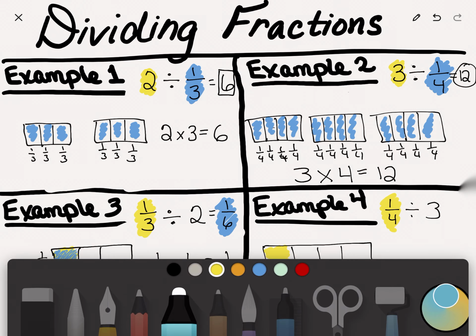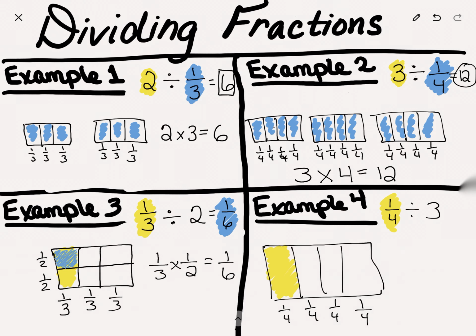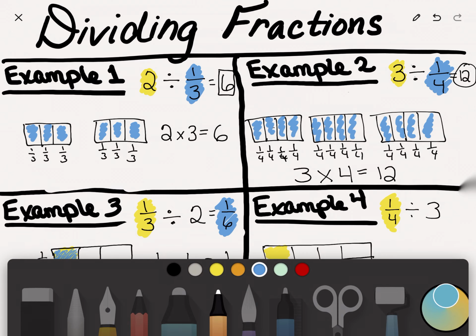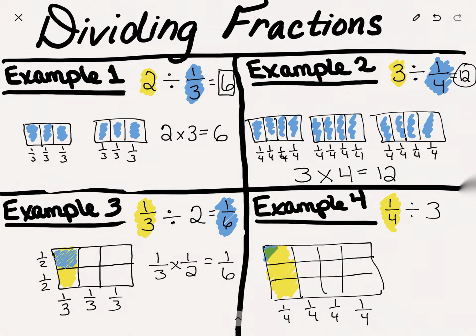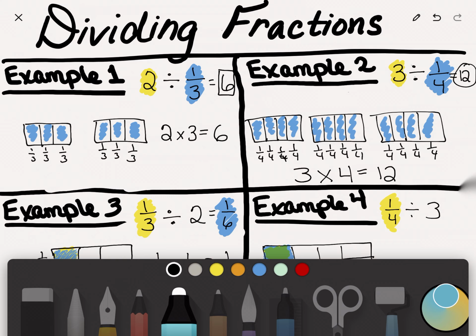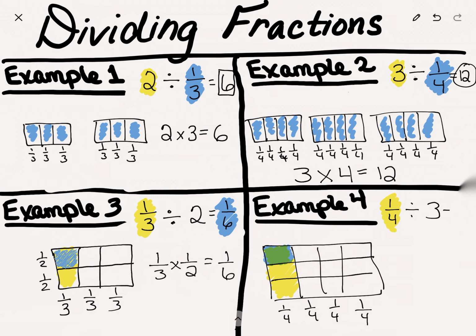Now it's saying, well, what happens if you take that fourth and you break it into 3 equal pieces? Right? 1, 2, 3. We want to know, well, what's the size of one of those pieces? Well, there are now 12 total pieces in this picture, and that blue is only one of them. So that blue is 1/12 of the whole thing.